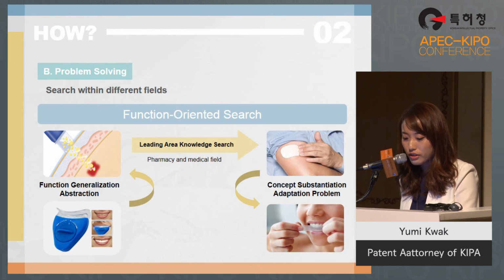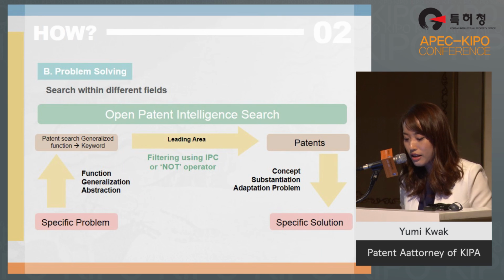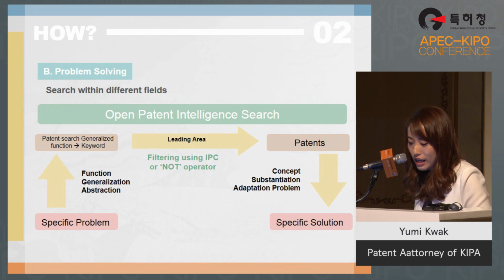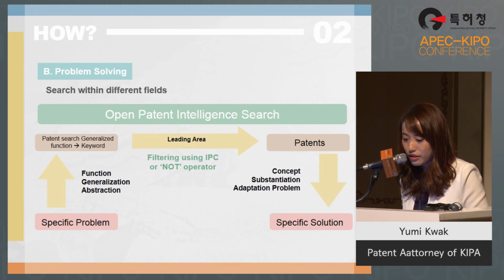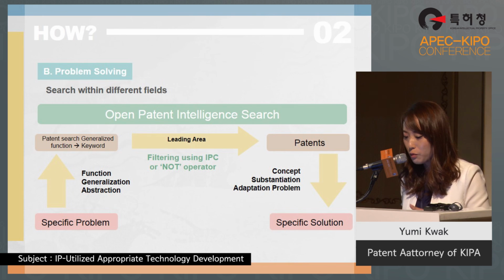Utilizing this FOS process and pattern search, we could come up with a new approach to solve the problems that arise in the process when developing technology. We call it Open Patent Intelligence Search in KIPA, that is developed for innovation of general technology. In order to improve or replace a certain element that performs a specific function, we can generalize the function, and then secondly, formulate the patent search formula with the generalized keyword, and then search the patent.